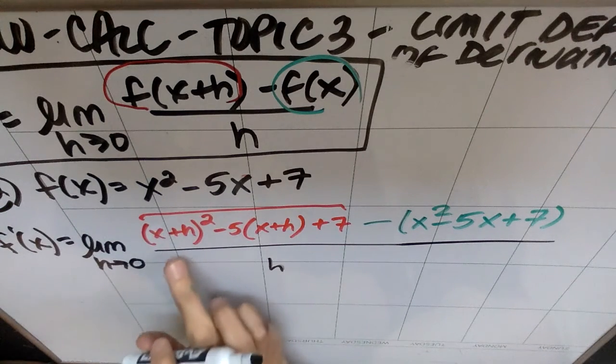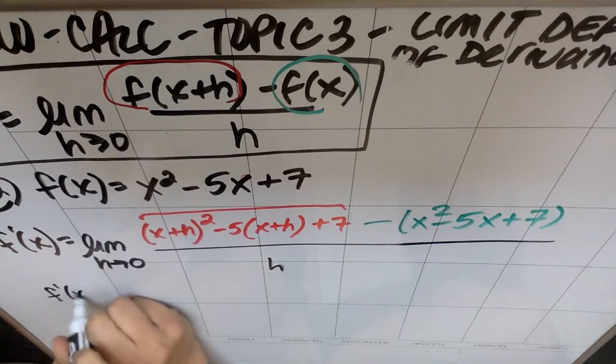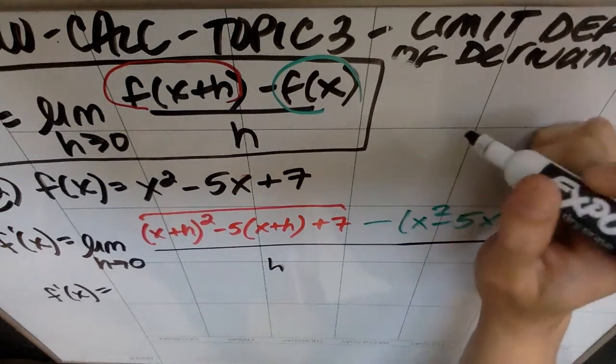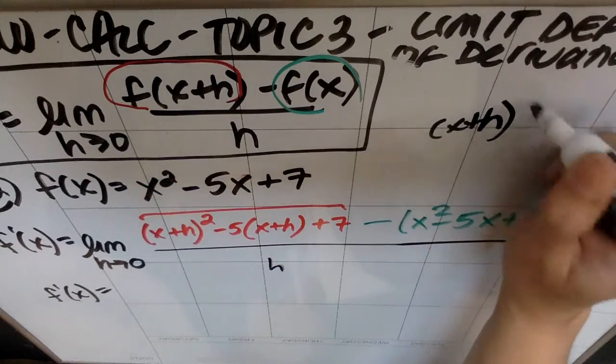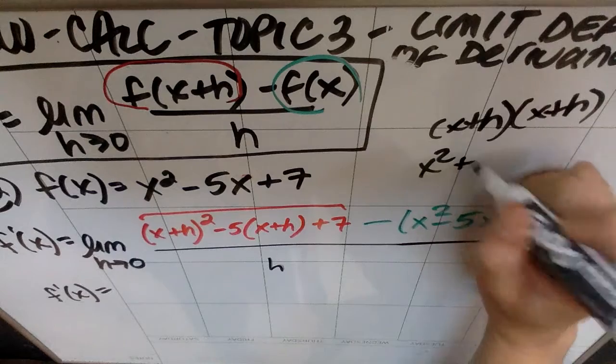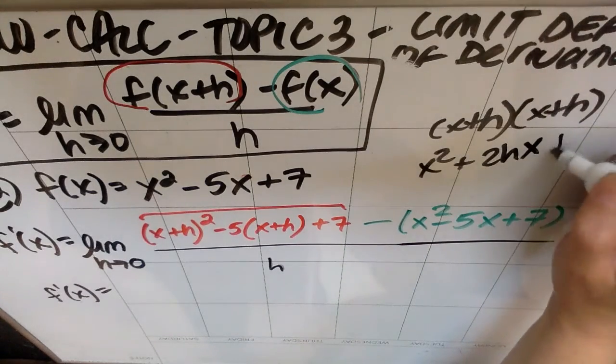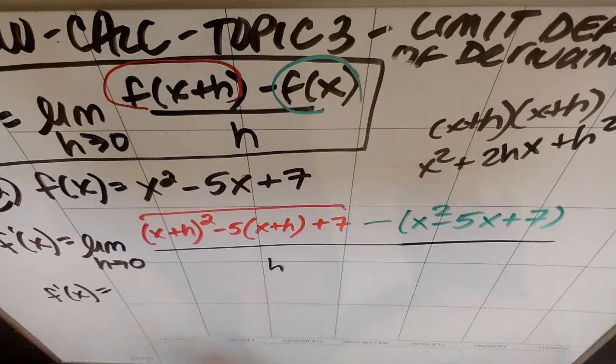It is worth knowing how to FOIL x plus h quantity squared. It comes up often enough that it's worth knowing how to do it. But if you need to FOIL out x plus h times x plus h, you can, right? It would be x squared. The outer and inner will both be an x times h, so I'll do 2hx or 2xh, doesn't matter. And my last term will be an h squared. So I get, in red, x squared.